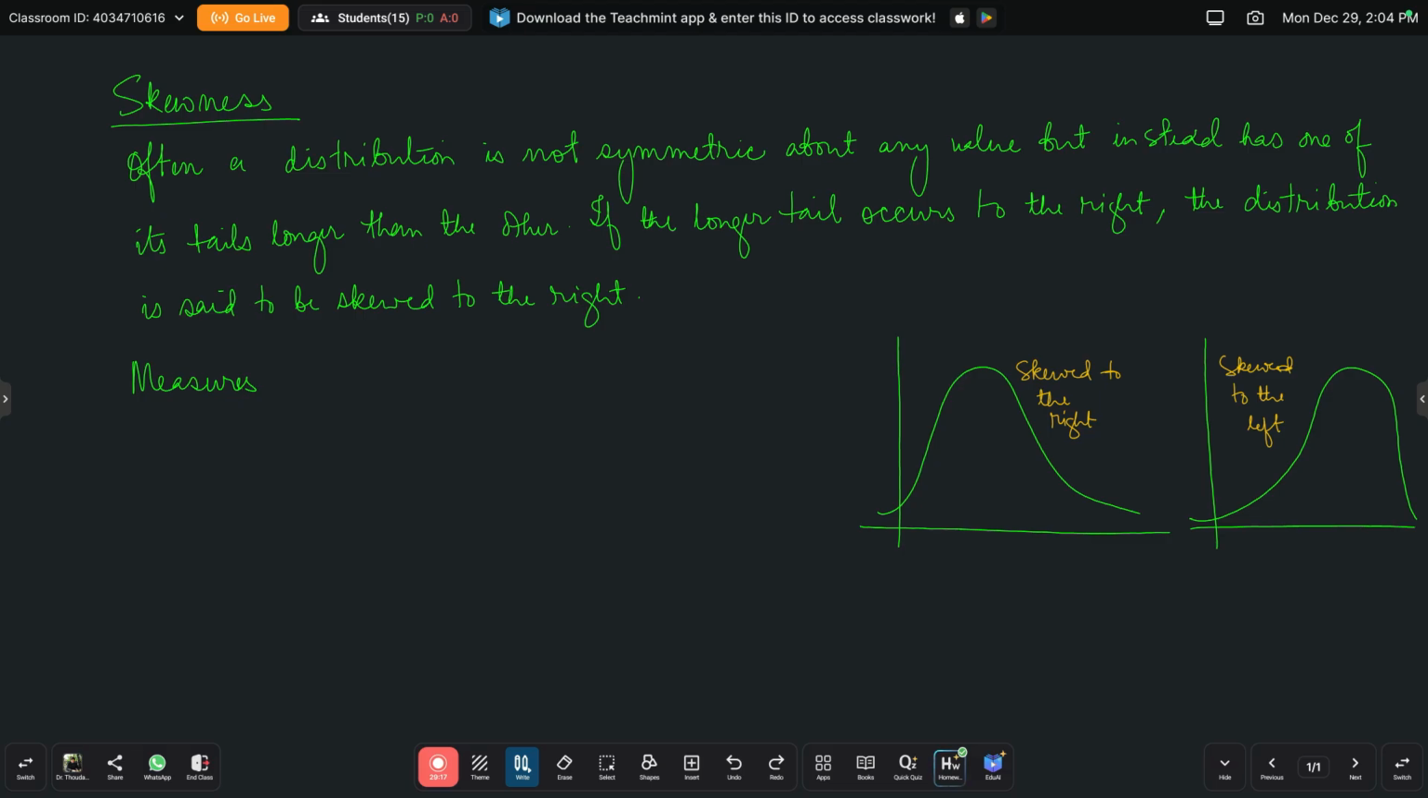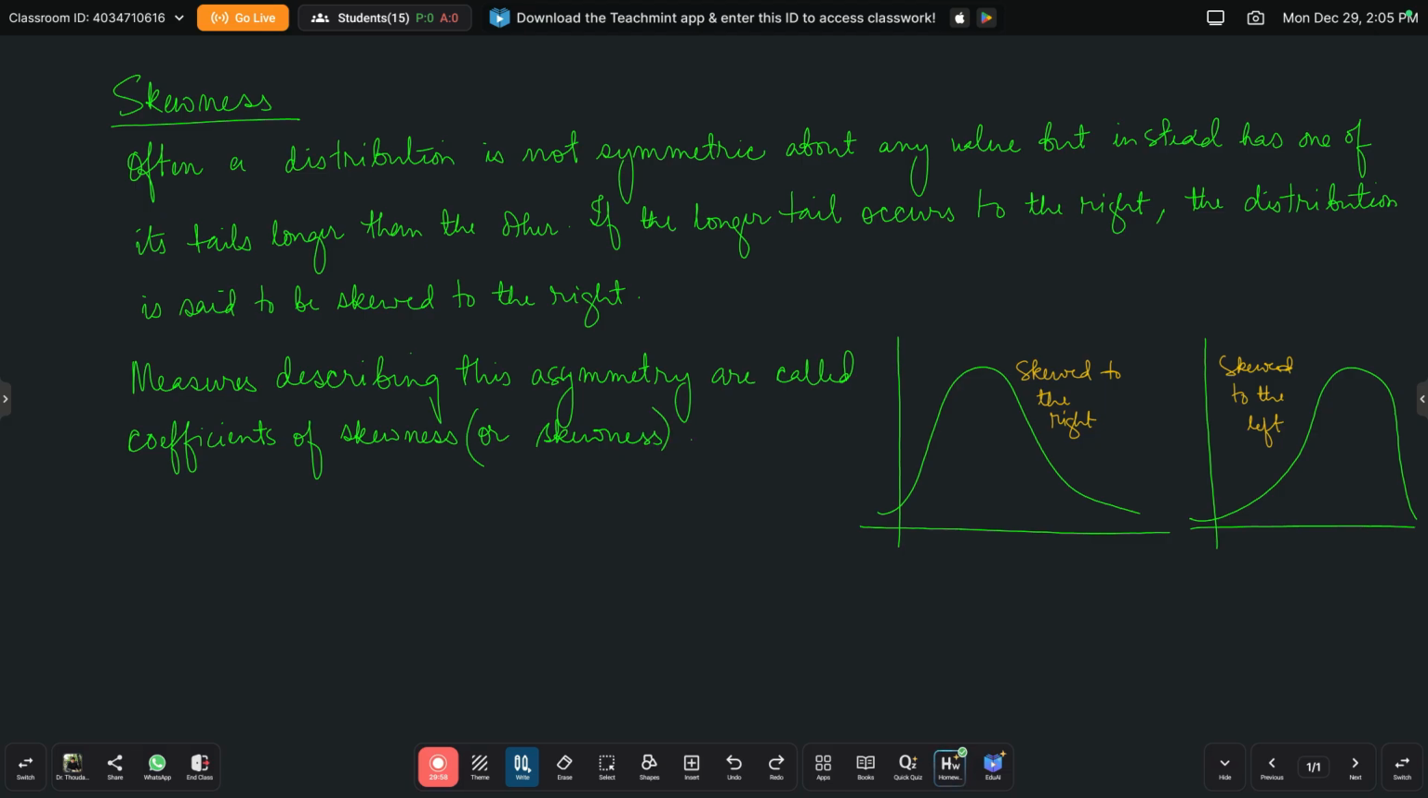Measures describing this asymmetry are called the coefficient of skewness, or briefly skewness.